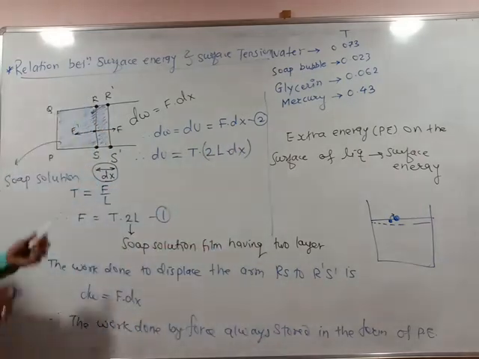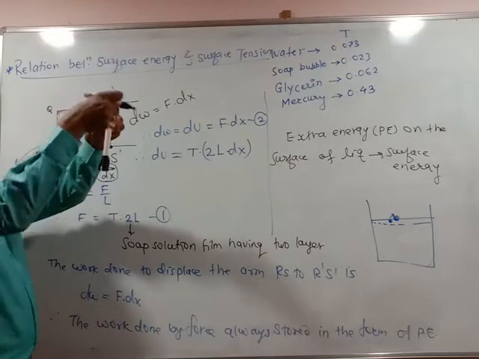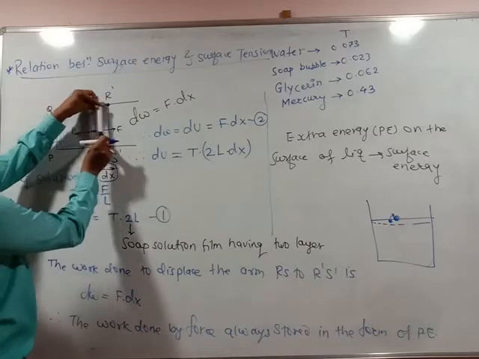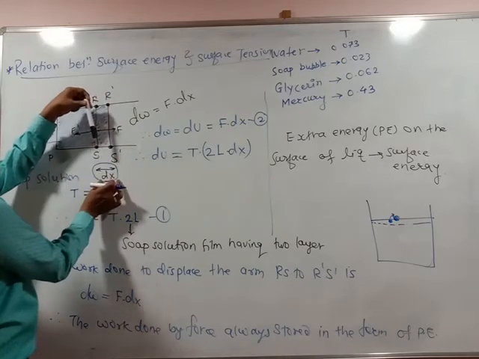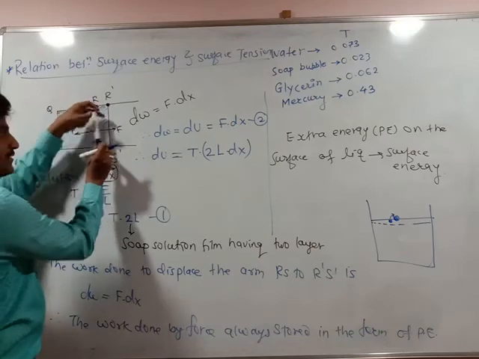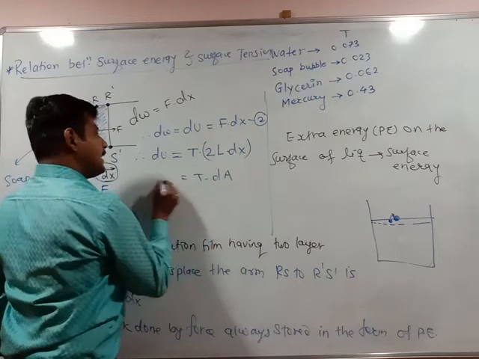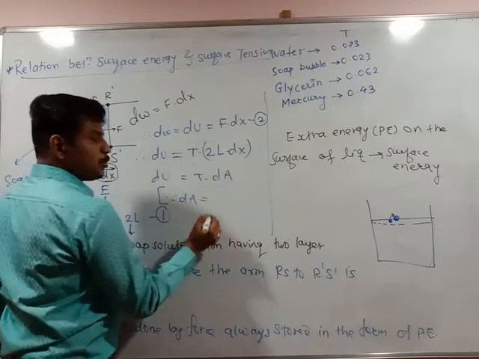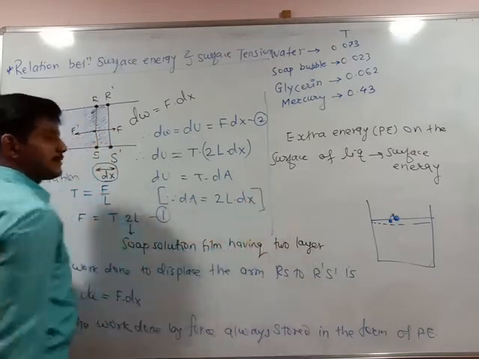Okay, 2L. Here is the upper surface or top, front surface. Here is the bottom surface, or I can say lower surface. That area is increased from this value to the next value through displacement dx. So through displacement dx, area change is said to be dA, where dA is equal to change in length through the distance dx.